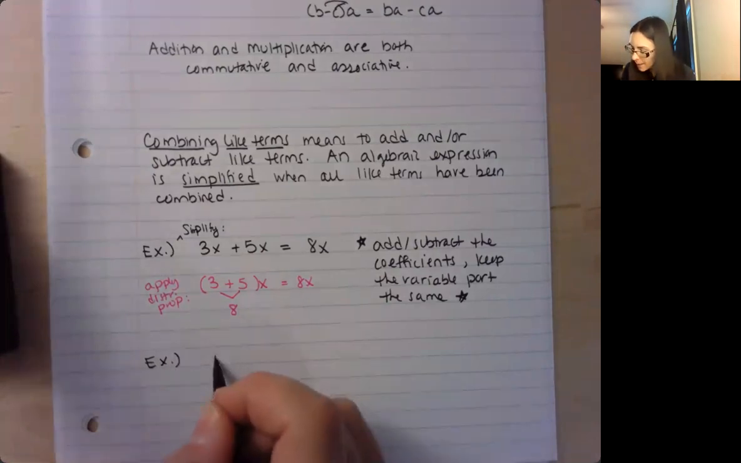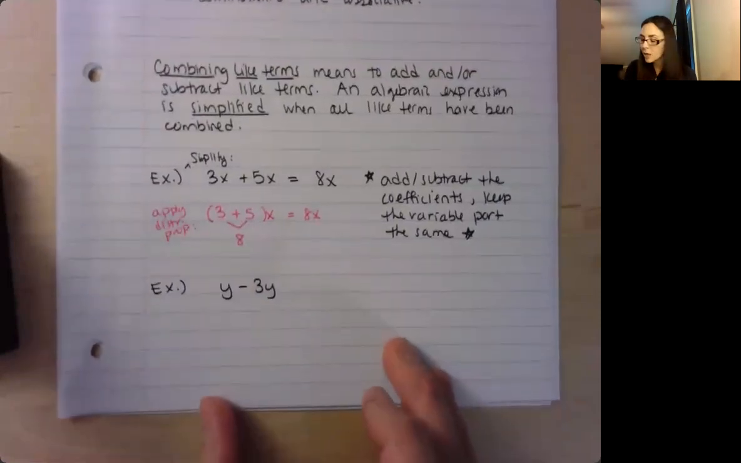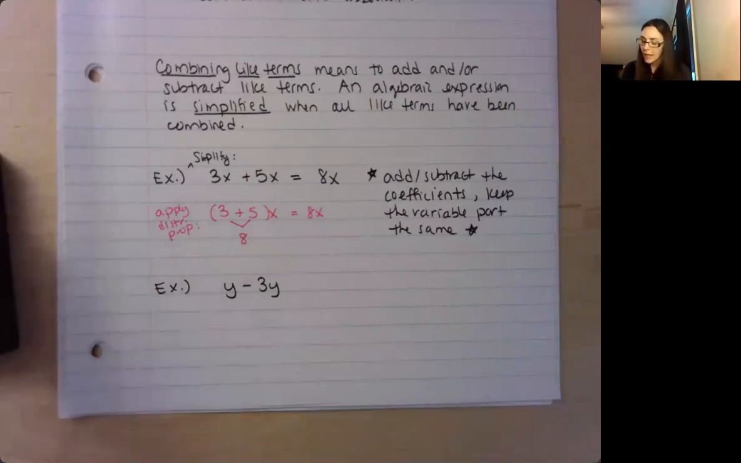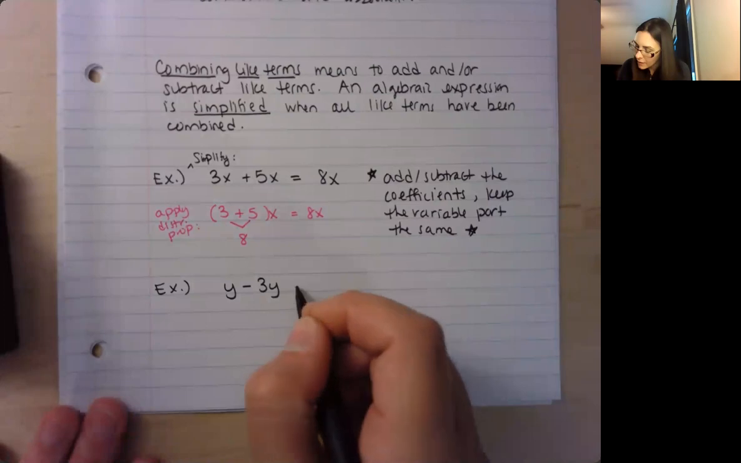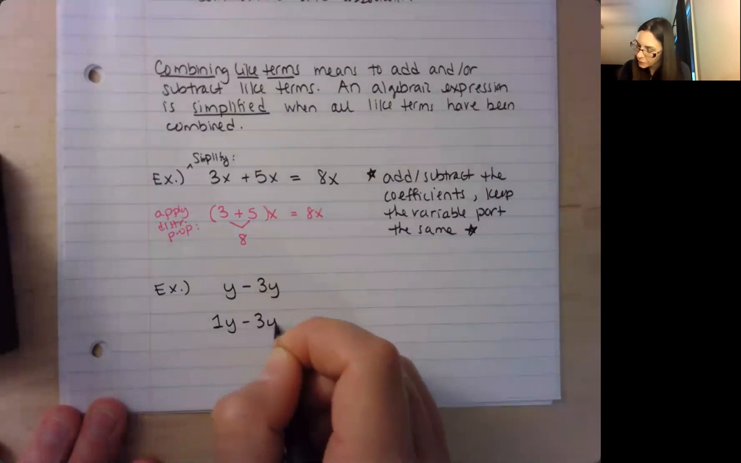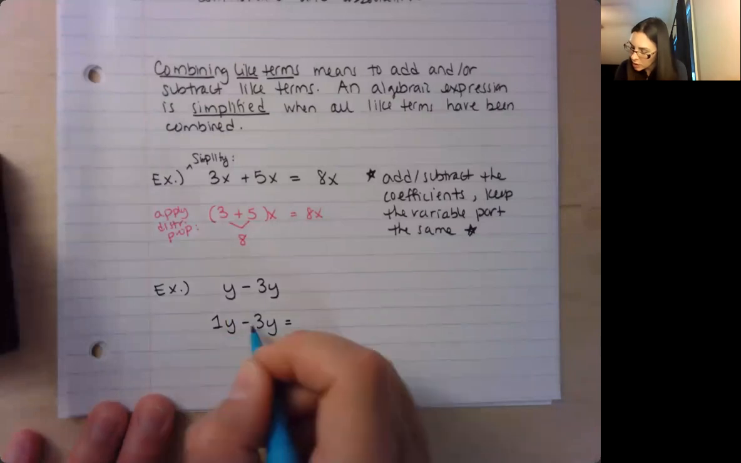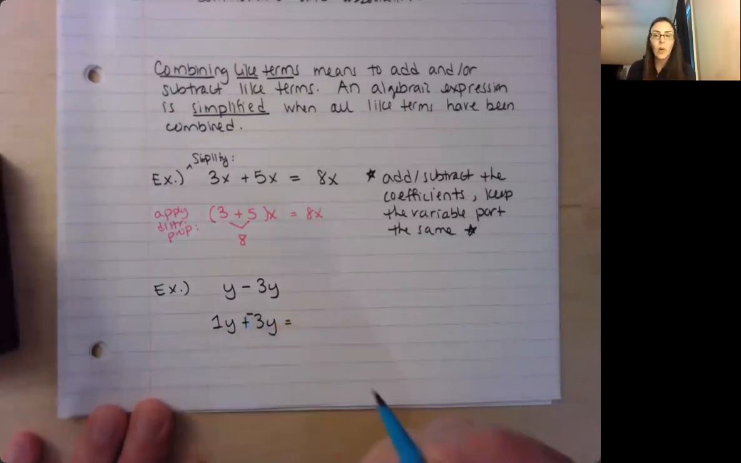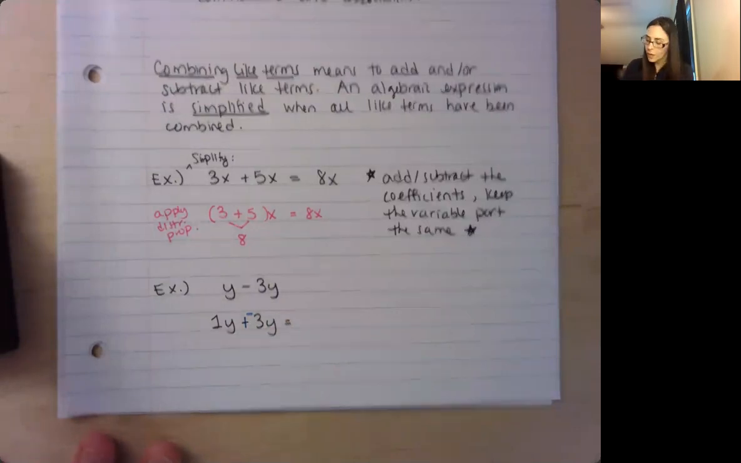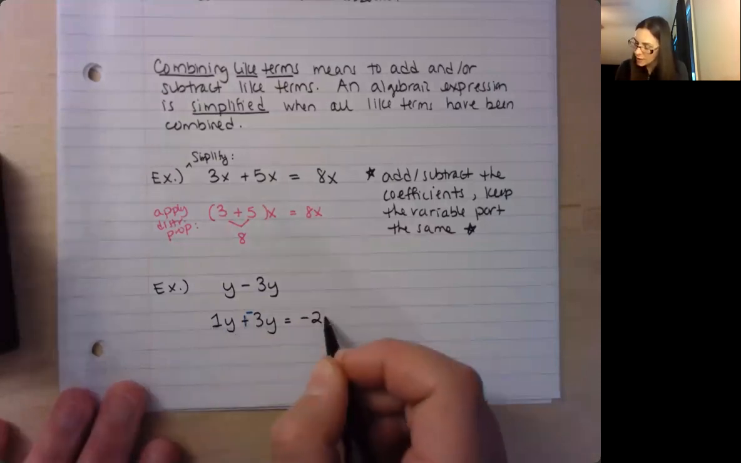So what if I have y minus 3y? So again, these are like terms. They both have y's. So they both have exactly the same variable parts. And what you do want to remember is that if there's nothing in front, there is a 1. So this is 1y minus 3y. Now, what you can also do is remember that subtraction changes to addition, and then that 3 becomes a negative. So I'm applying my sign rules too now. So it's all starting to get combined together. 1 plus negative 3 is negative 2, and then that y just stays.